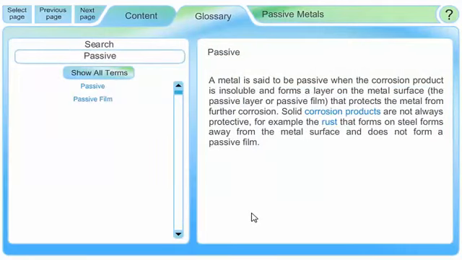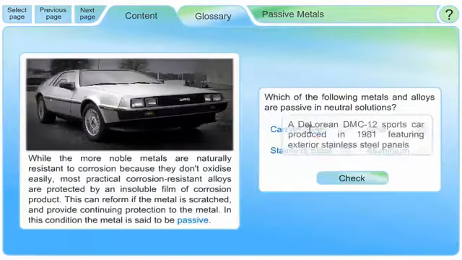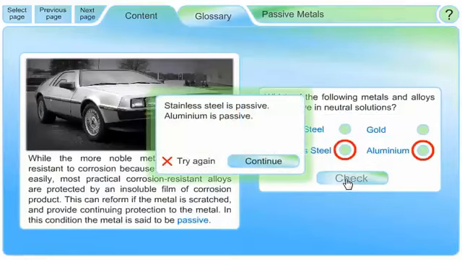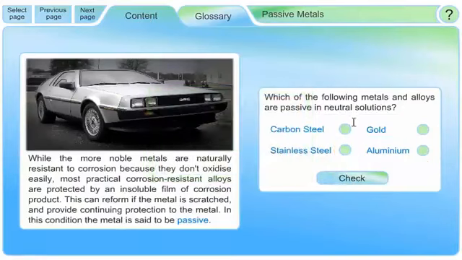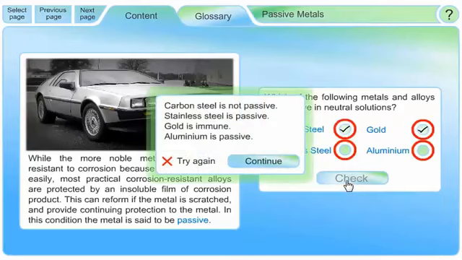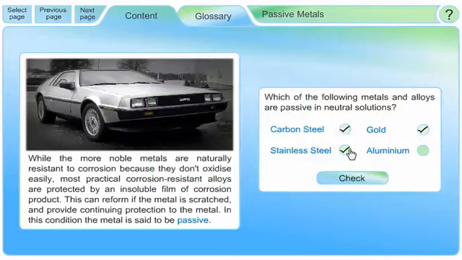However, not all corrosion products are protective, and the rust that generally forms in steel, for example, does not form a protective passive film, except under alkaline conditions. So let's check which materials are passive, and this indicates that stainless steel and aluminium are both passive. If we click on carbon steel and gold, we can see what happens to them. Carbon steel is not passive, it is an active metal, and gold is immune from corrosion. So the correct answers are stainless steel and aluminium. We got them right.